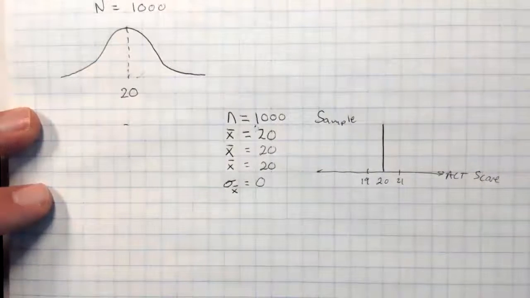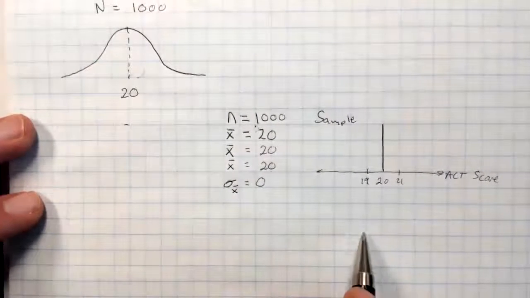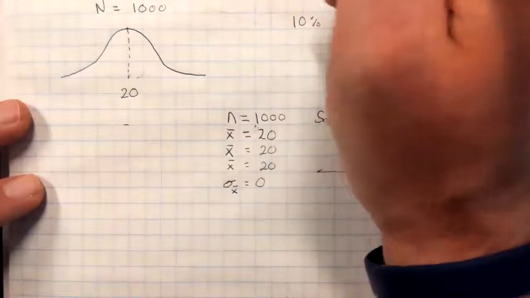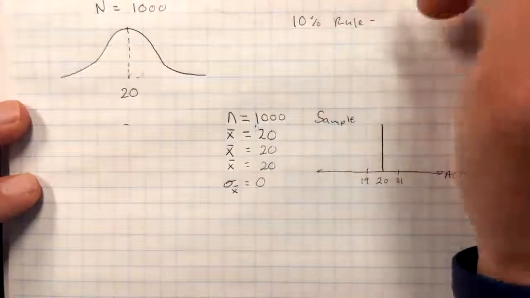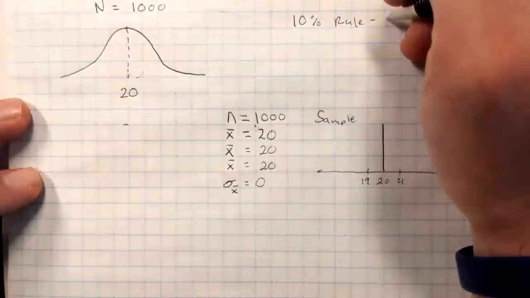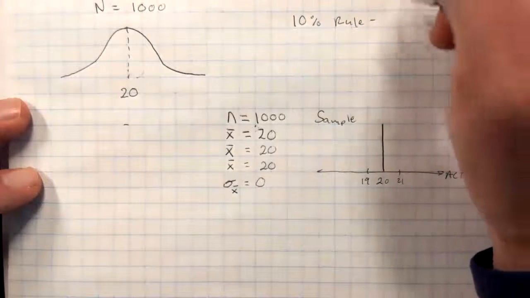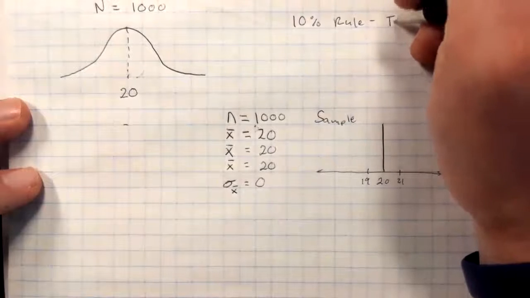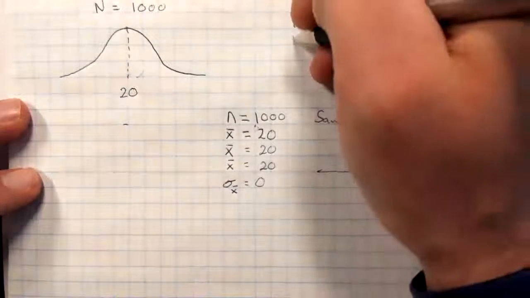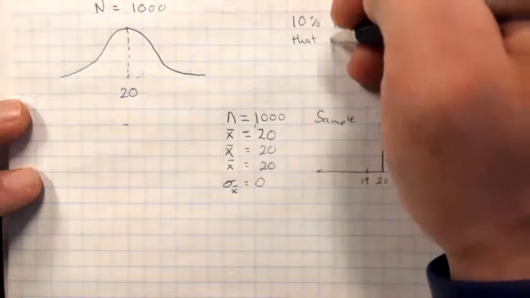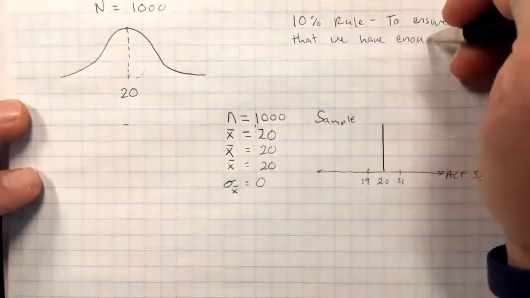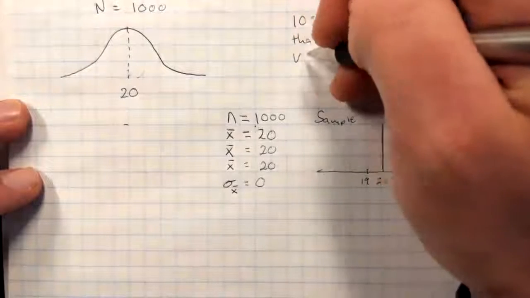We want some variation because we want to find probabilities. So the 10% rule, why is it there? The 10% rule is there to ensure that we have enough variation.